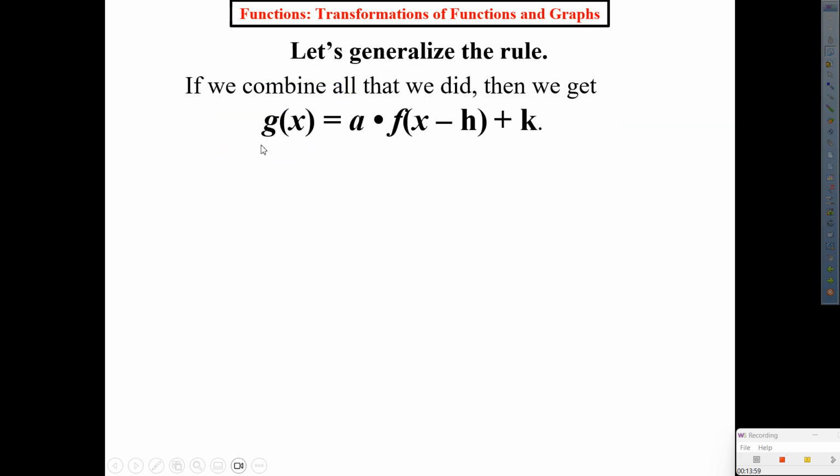And write this down again. g of x equals a times f of x minus h plus k. Write it down one more time on your notes, please. Just bringing it back. This is our general rule where we left off, because we're about to add some more to that rule. I just want to make sure that everybody understands where we're at with that. All right, g of x equals a times f of x minus h plus k.